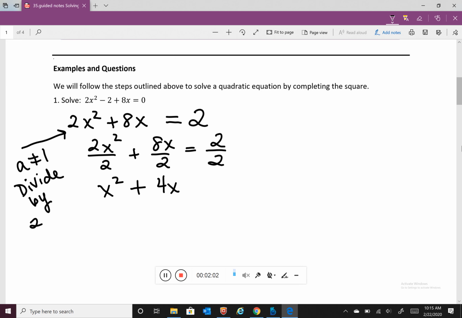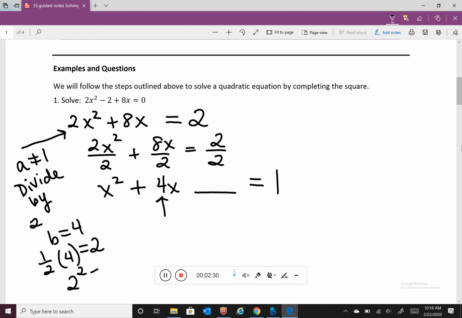So 2 times x squared over 2 is our x squared, plus 8x over 2 is 4x, and we're going to complete the square, so we're going to leave some space there. And then this is equal to 1. So 4 drives this. We need to identify B, which is 4, and then take half of it. And 1/2 of 4 is 2. And remember, this is the process of completing the square. So we're going to take that result and square it. And the result of 2 squared is 4.